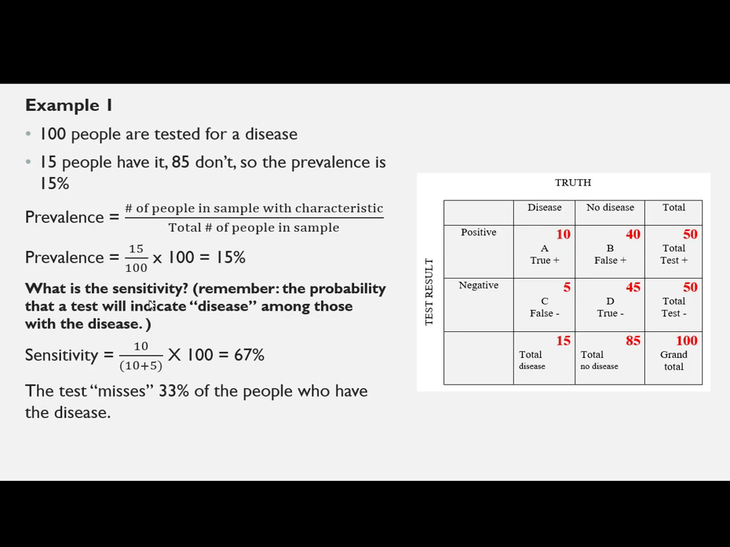So what is the sensitivity? Remember, that's the probability that a test will indicate disease among those with the disease. So that's this cell divided by the total cell, which is 67%. So our sensitivity is 67%. The test misses 33 of the people who have the disease.